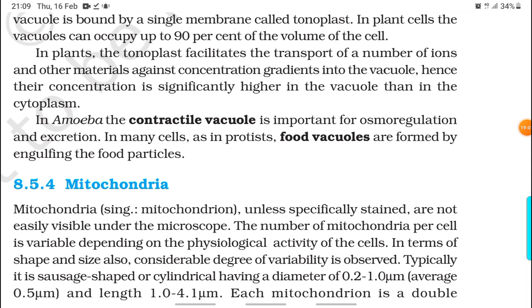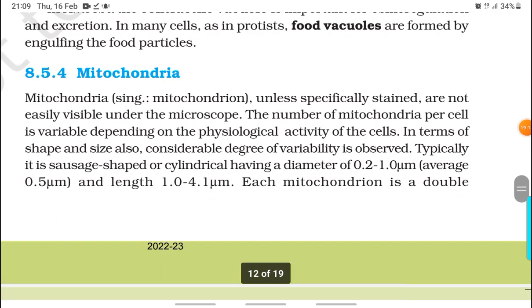In amoeba, the contractile vacuole is important for osmoregulation and excretion. In many cells, as in protists, food vacuoles are formed by engulfing the food particles. Mitochondria. Singly, mitochondria, unless specifically stained, are not easily visible under the microscope. The number of mitochondria per cell is variable depending upon the physiological activities of the cell. In terms of the shape and size also, considerable degree of variability is observed.